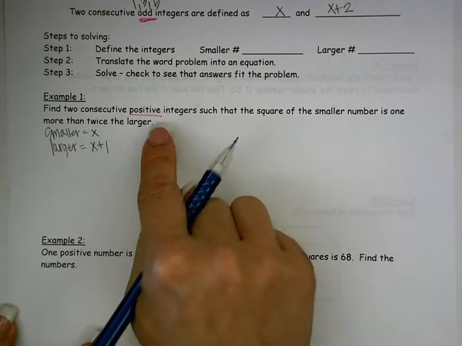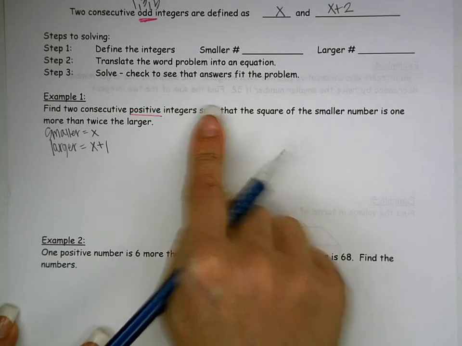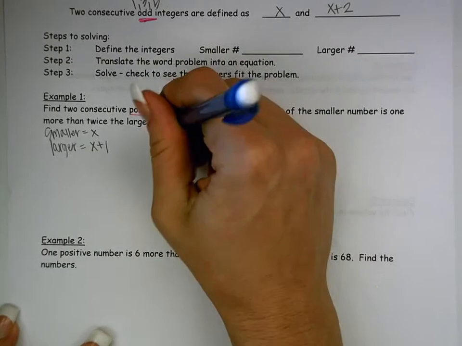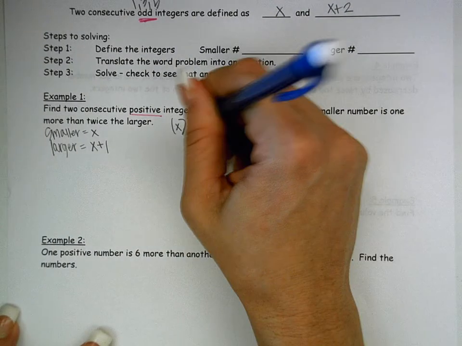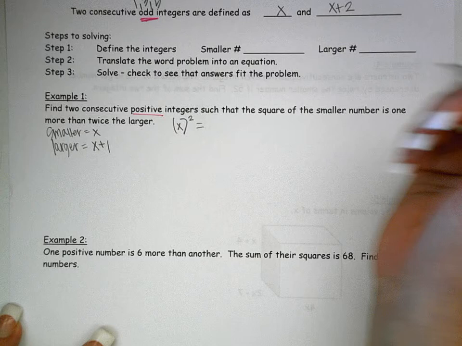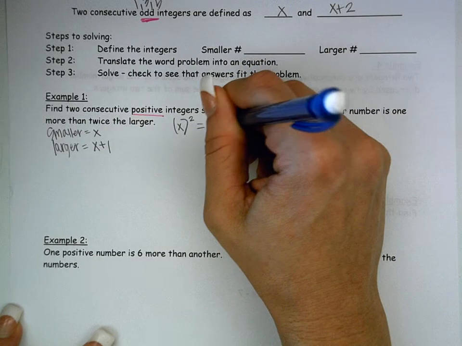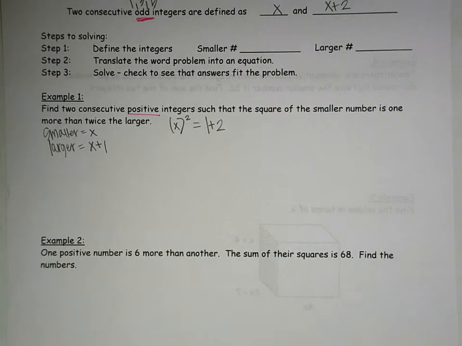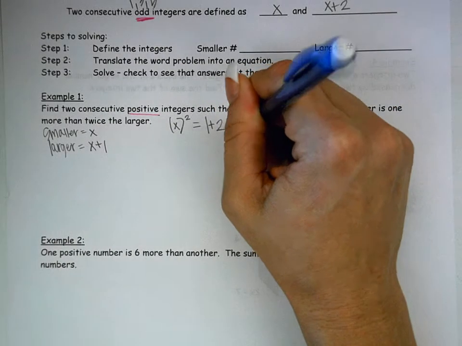So, consecutive positive integers such that the square of the smaller integer, the smaller one squared, equals 1 more than twice the larger. So 1 plus, how do you write twice? 2 multiplied by the larger, so x plus 1.